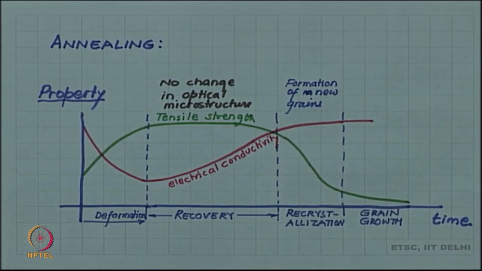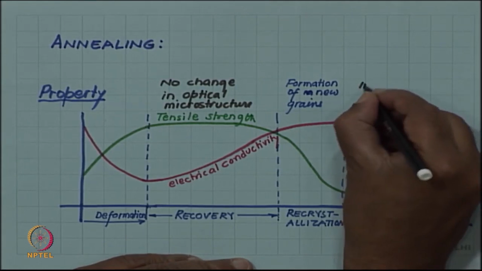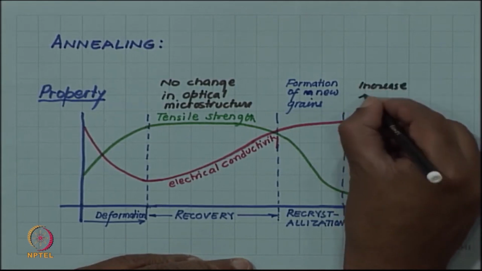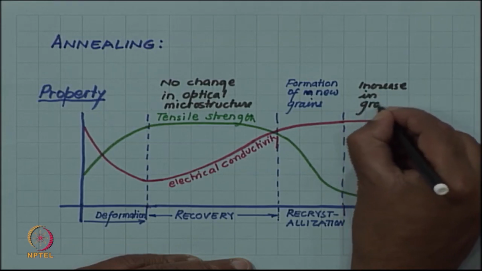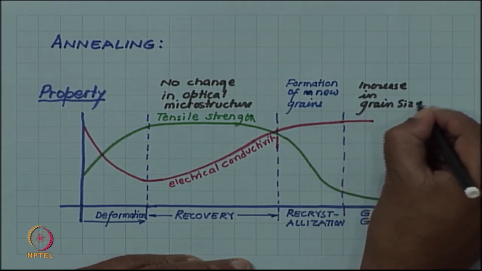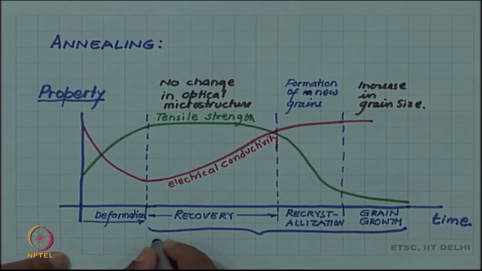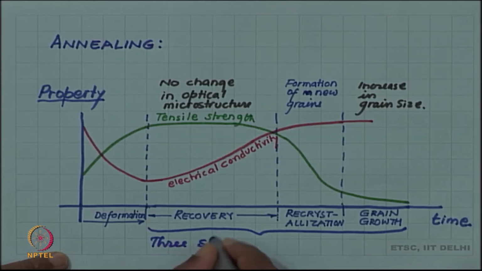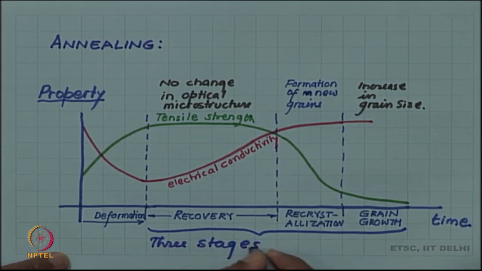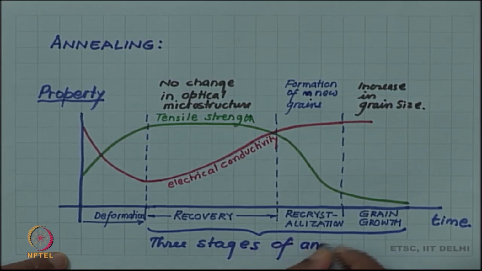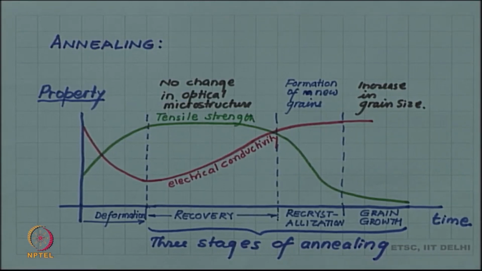And then during the grain growth, you have an increase in grain size. So, this entire process, recovery, recrystallization and grain growth, are 3 stages of annealing, and we will look at them one by one.